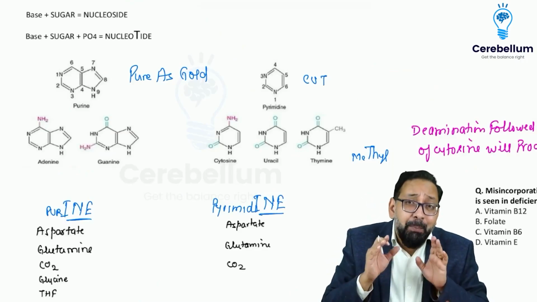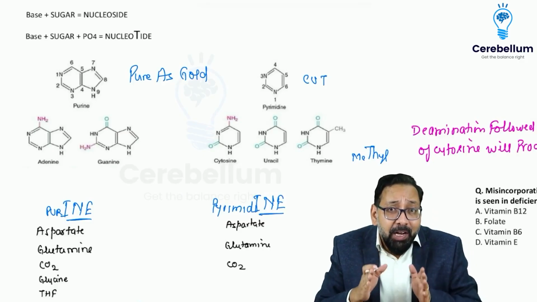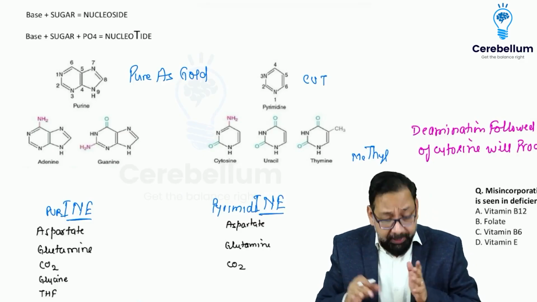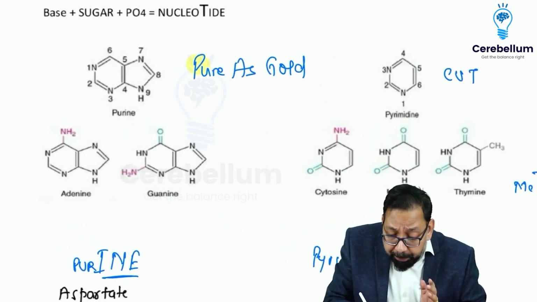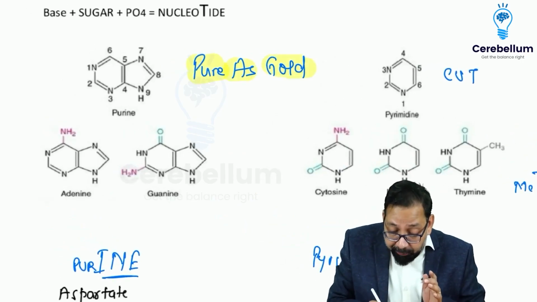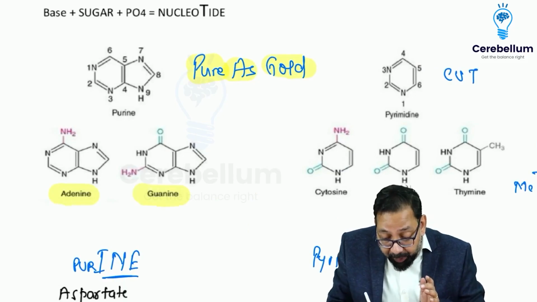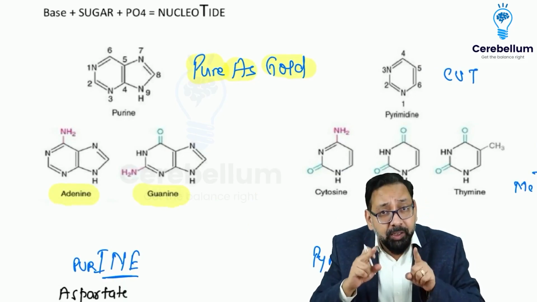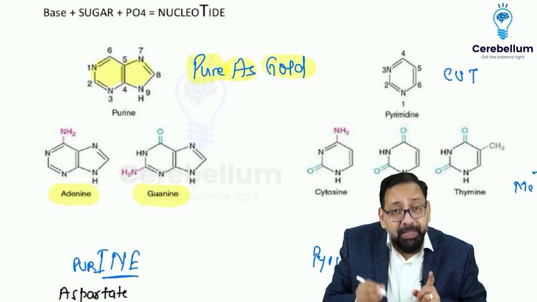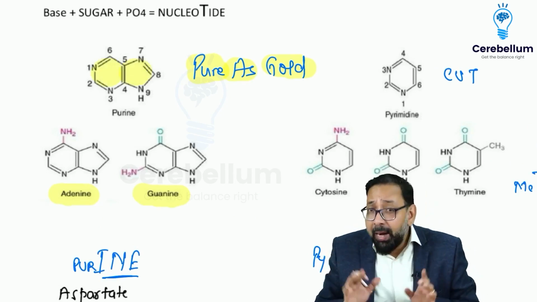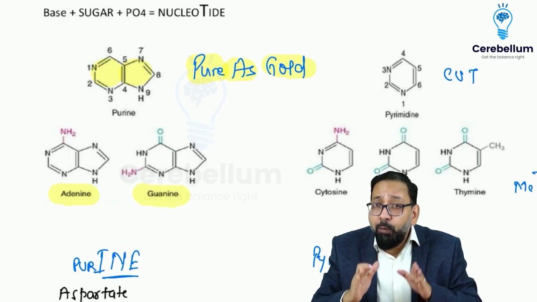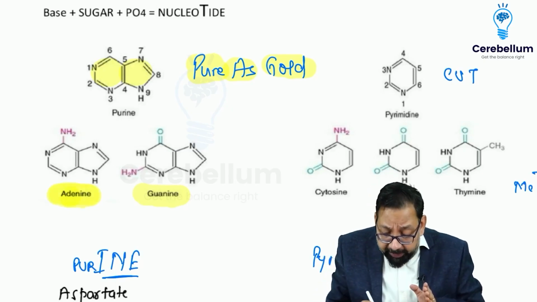We know that DNA and RNA are made up of purine and pyrimidine bases. The purine base mnemonic is "pure as gold": A for adenine, G for guanine. So if you find a structure having 2 rings, you will say this is a purine ring. And if a purine ring is given, how will you identify whether it is adenine or guanine?